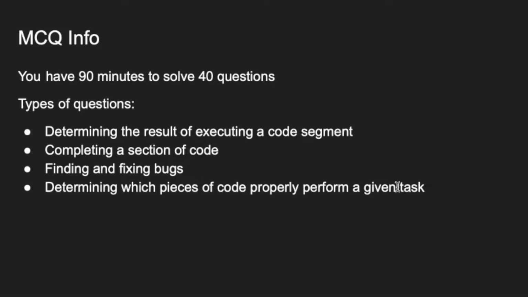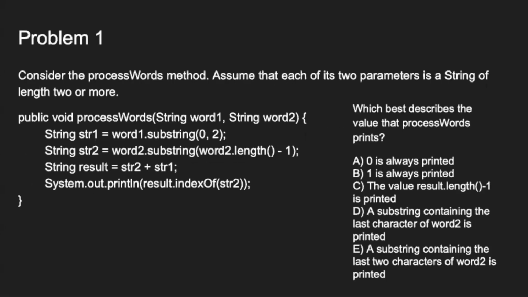2, 1. Problem number 1. So we have this method and we need to determine what it prints out. We have two parameters that are both strings, and then we have String str1 equals word1.substring(0, 2). Remember that the 0 is inclusive and the 2 is exclusive. So str1 is basically the first two characters of word1.